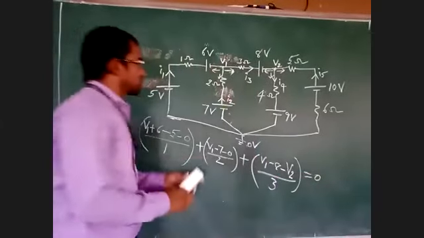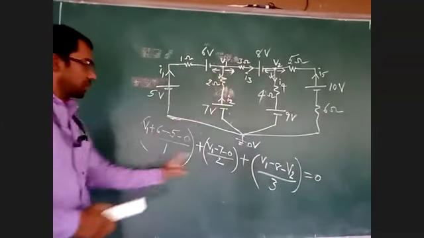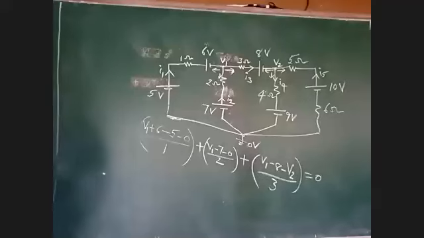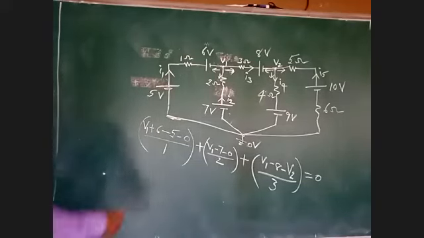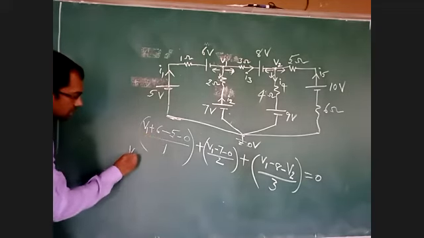So totally 3 arrows are there: 1, 2, 3, so 3 terms here. If 4 arrows are there, 4 terms here. That is your first equation. Now let us go for the second equation. Before that, simplify all V1 terms on one side.